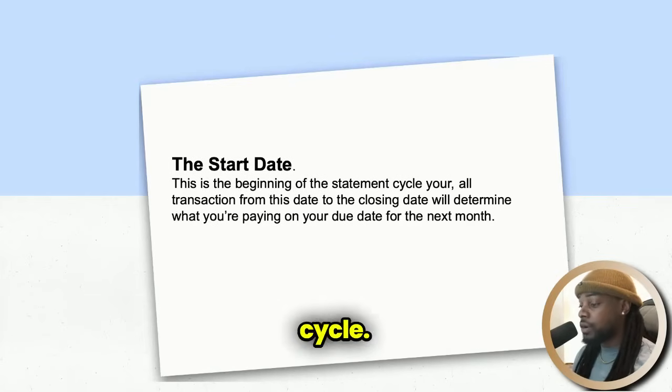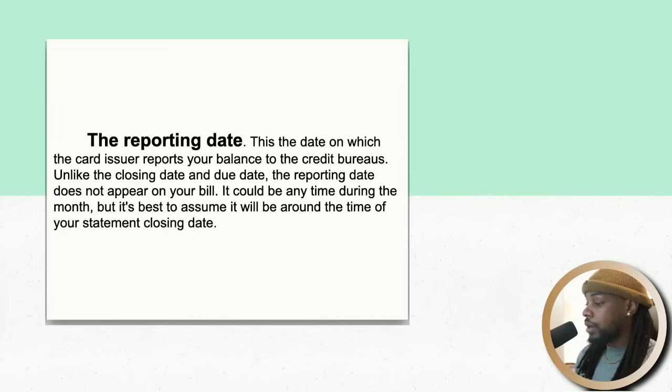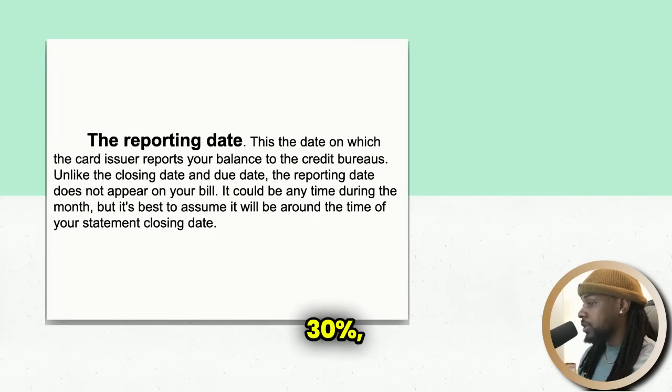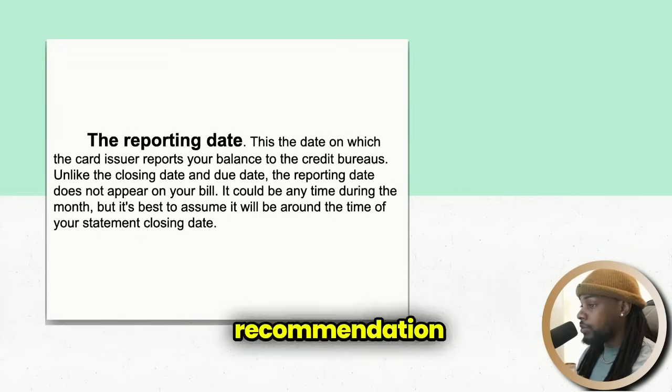All right, so the start date. This is the beginning of the statement cycle. All your transactions from this date to the close date will determine what you're paying next month for the due date. And the reporting date. This is the date which your card issuer will report your balance to the credit bureaus. So on this particular day, whatever your balance says is what gets reported to the bureaus. If the balance that you see on there is usually higher than 30%, it could negatively affect your credit score. My recommendation is always keeping it at 10% utilization.